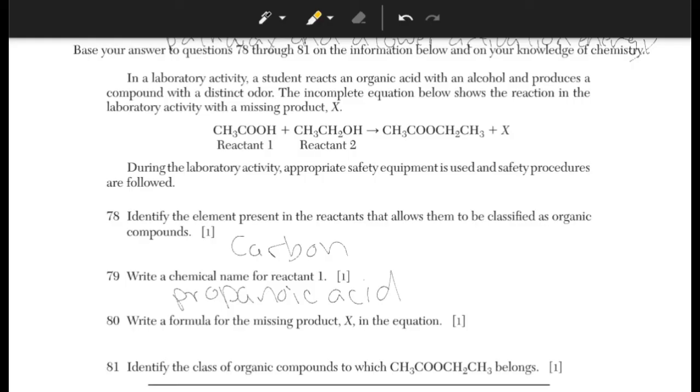Write a formula for the missing product X in the equation. There must be an equal amount of each element on each side of the equation. On the reactant side of the equation, there are 4 atoms of carbon, 10 atoms of hydrogen, and 3 atoms of oxygen. On the product side of the equation, there are 4 atoms of carbon, 8 atoms of hydrogen, and 2 atoms of oxygen. X must be a compound with 2 atoms of hydrogen and 1 atom of oxygen. This is H2O.